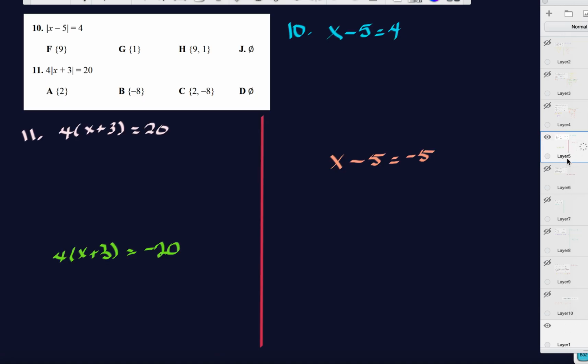Here we go. We have it all set up. Hopefully I have it all set up. I don't know what color that is. I think it's this color here. This is another simple equation.